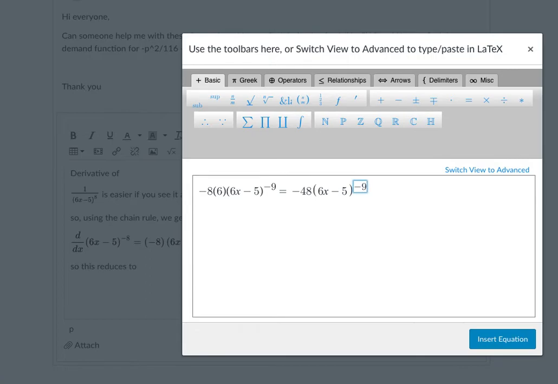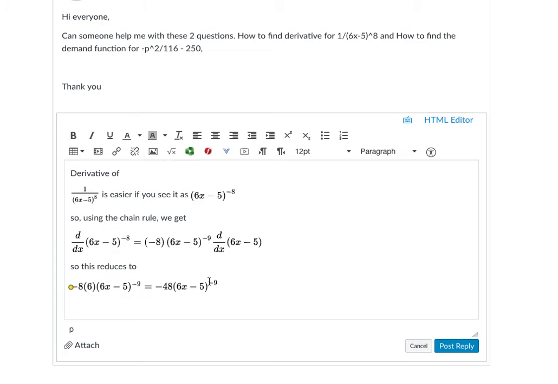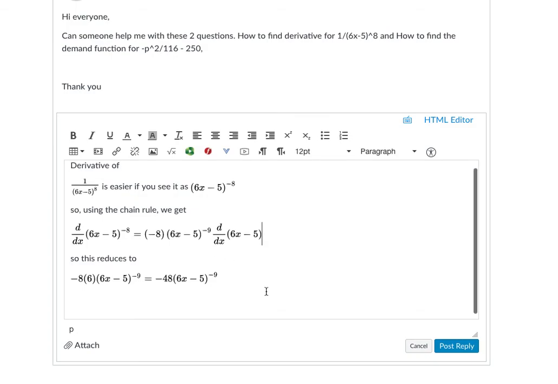And if you want to write it with no negative exponents, then you can put this in the denominator, right? So it'd be negative 48 divided by (6x minus 5) to the 9th power at the bottom. Okay, so just remember that this is the part that's important: you have to multiply by the derivative of the inner function. That's the chain rule. Okay, so this is the answer for this one.